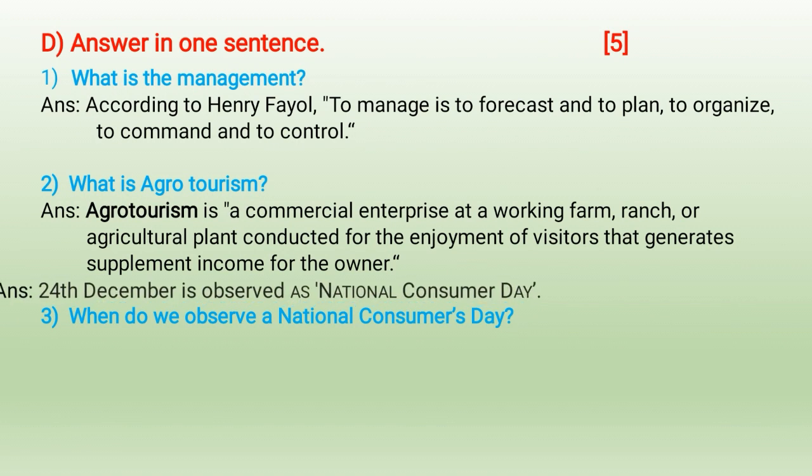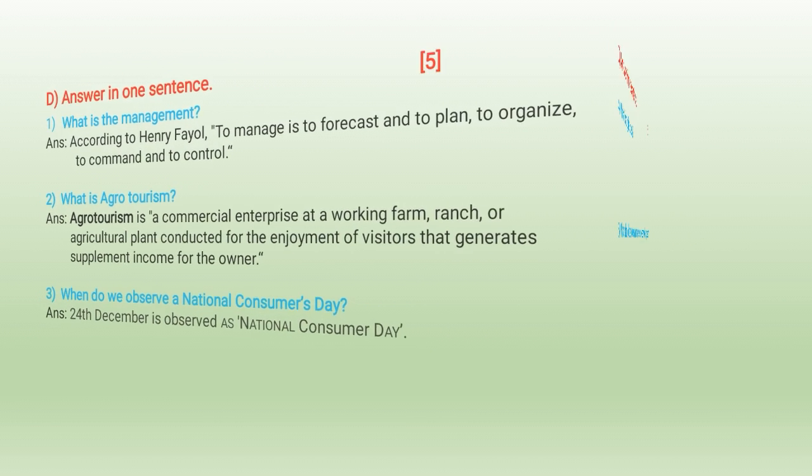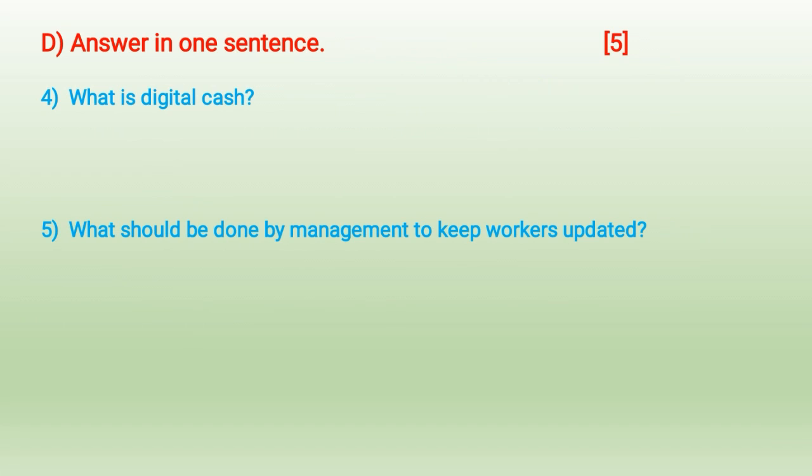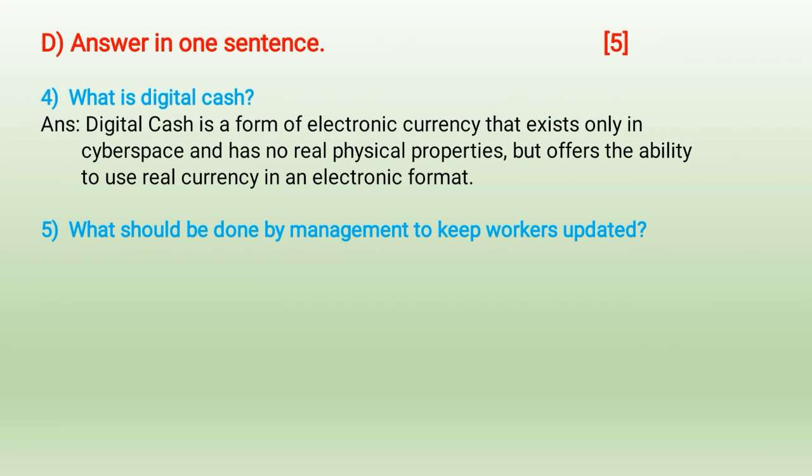The third one is, when do we observe National Consumers Day? It is 24th December. The next question is, what is digital cash? Again, this is one of the favorite questions of the paper setter, so you must understand this. Digital cash is a form of electronic currency that exists only in cyberspace and has no real physical properties, but offers the ability to use real currency in an electronic format. If you write the definition completely, you will get the full 1 mark.